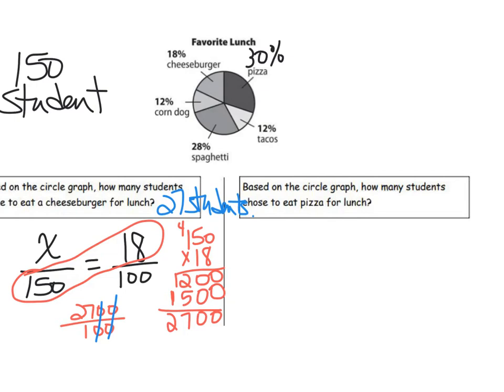The next question says, based on the circle graph, how many students chose to eat pizza for lunch? So that's the 30%. So again, we're setting it up as a proportion. So we have x over 150 is equal to 30 over 100. Remember, as soon as you're giving a percent, that's going to go over 100.